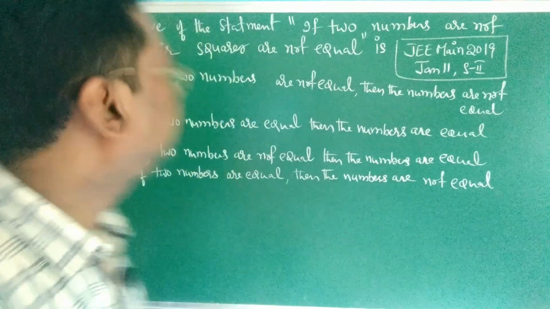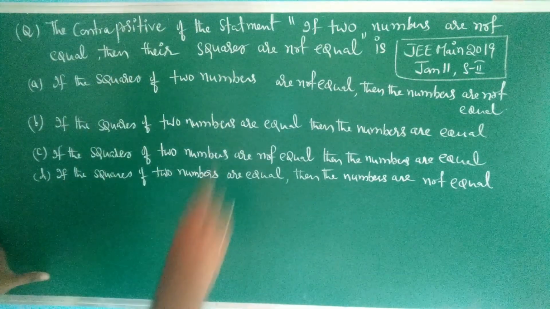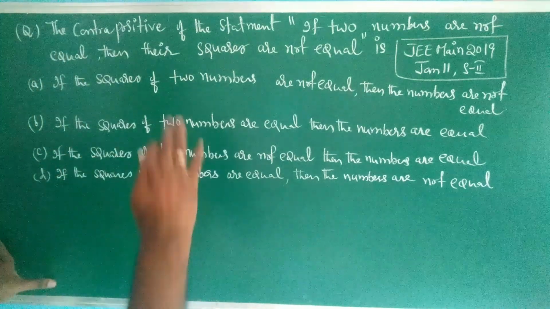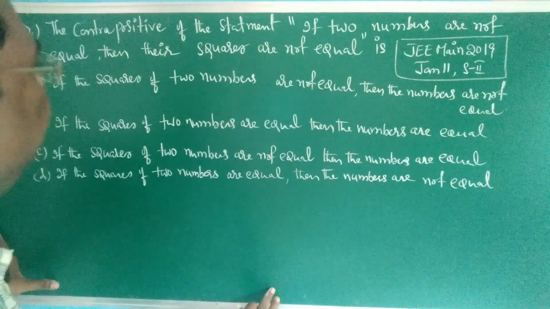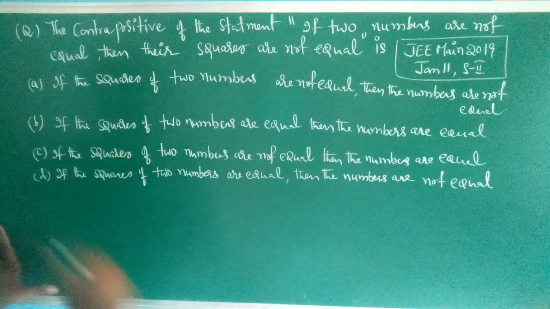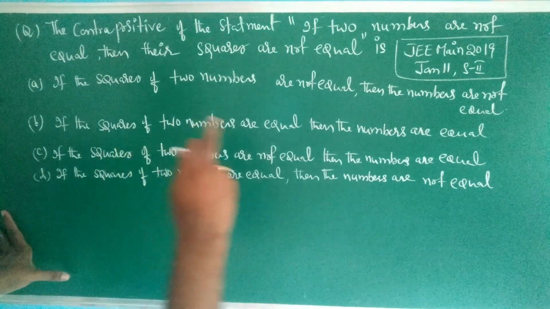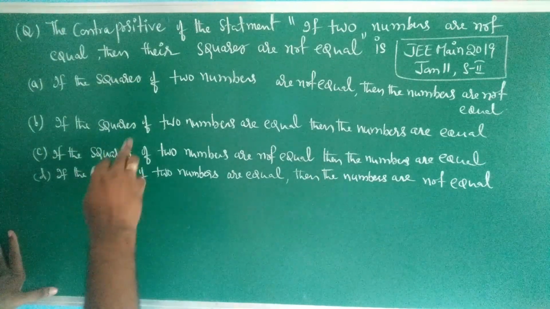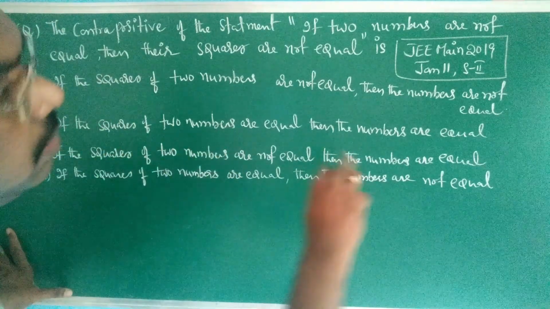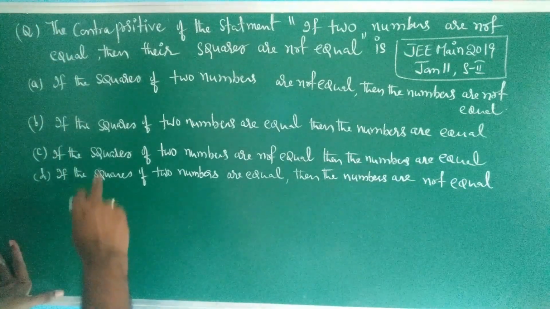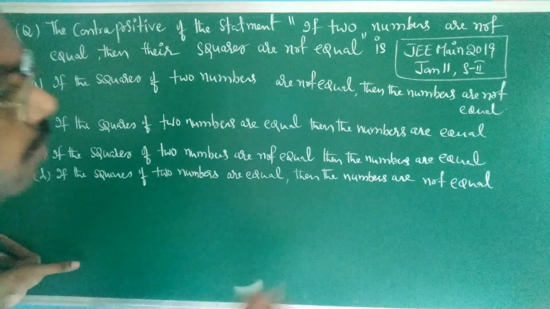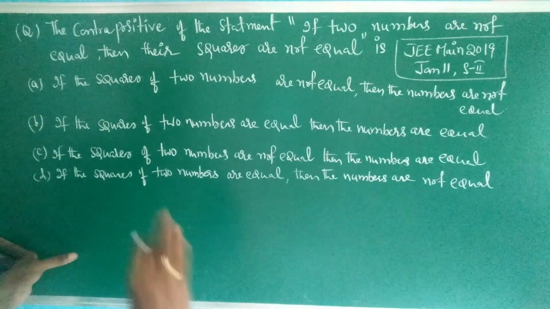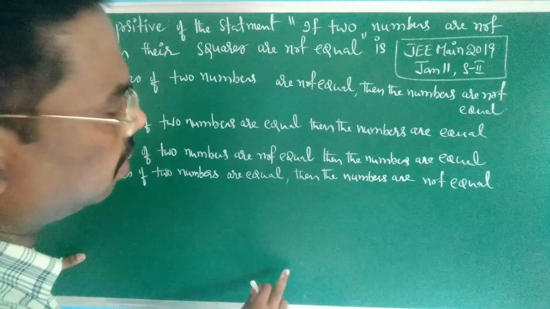Now your question: the contrapositive of this statement, if two numbers are not equal, then their squares are not equal. Okay, now your four options are given. If the squares of two numbers are not equal, then the numbers are not equal. The squares of two numbers are equal, then the numbers are equal. If the squares of two numbers are not equal, then the numbers are equal. Now, if the squares of two numbers are equal, then the numbers are not equal.